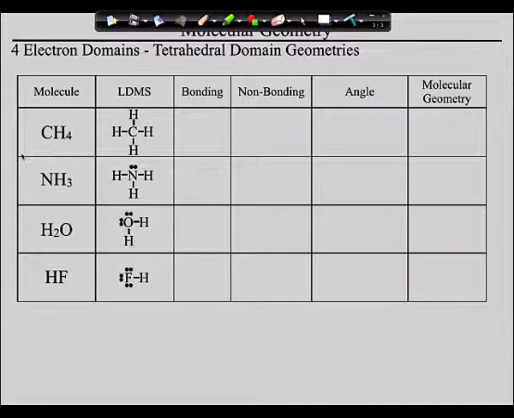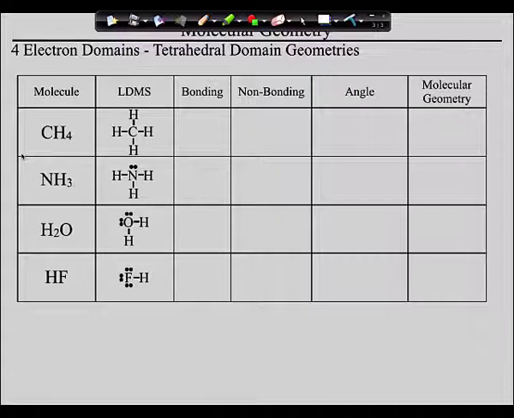Ready? Look at CH4. How many domains on the carbon? 4. Look at NH3. How many domains on the nitrogen? 4. Water. How many domains on the oxygen? 4. Hydrogen fluoride. How many domains on the fluorine? 4. That's the point. All of these have 4 electron domains. So what's the difference? Only in CH4 are all of those domains bonding domains, and every time we move down, we've got 1 fewer bonding domain and 1 more non-bonding domain. Do you see the pattern?